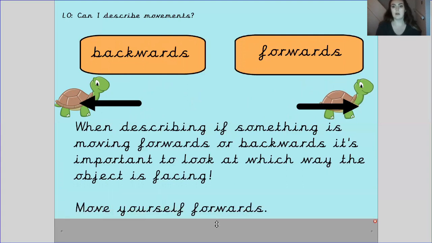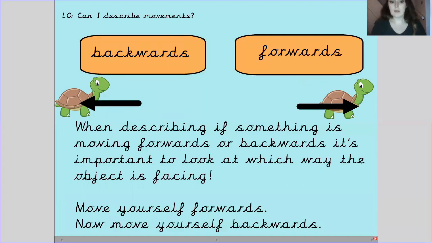What I want you to do now is move yourself forward. So look at the way you're facing, and that's the way you're moving. So I've just moved myself forwards. Now I would like for you to move backwards. That is not the way you are facing. Move backwards.